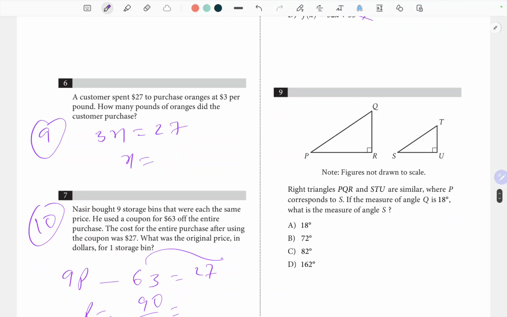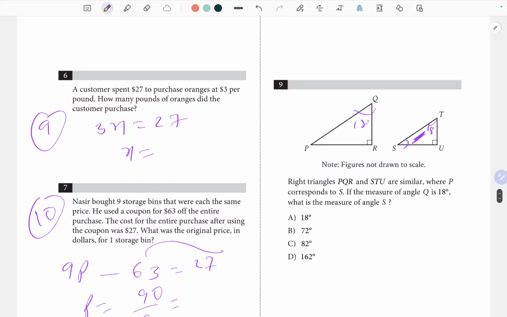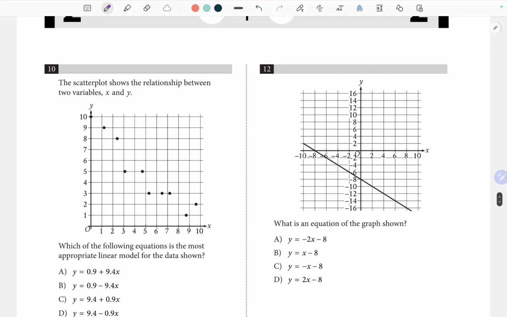Now a right angle triangle PQR is similar to triangle STU, where the measure of angle Q is 18, so angle T should also be 18. Then for the measure of angle S, the sum of these two should be 90. So 90 minus 18 is 72. Okay, so all are very simple. SATs are really simple. If you have above average mathematics, then you can get good marks. And if you have excellent maths, then 100% is sure, you will definitely get it.